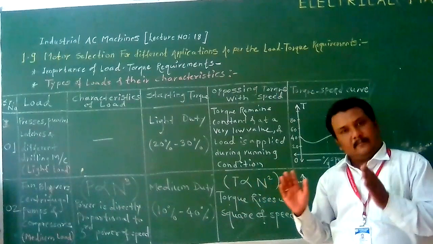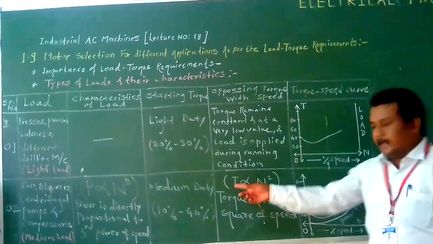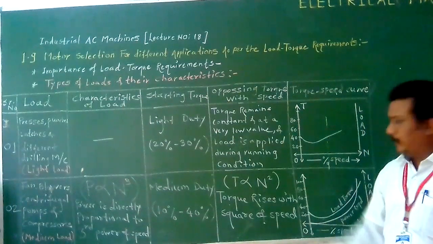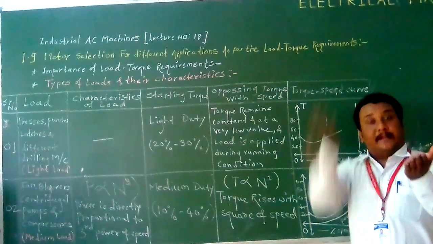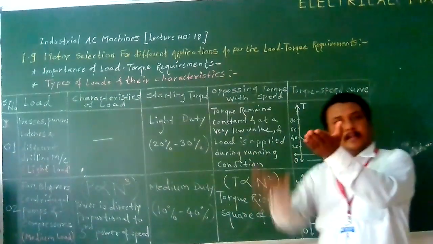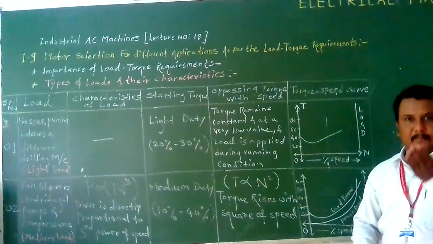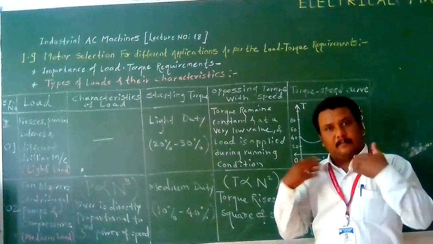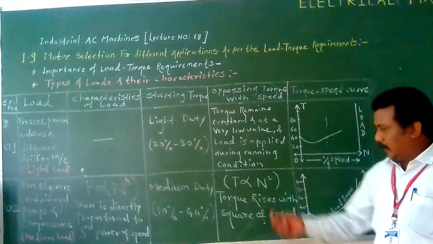But we know that the power is used to develop the torque. Now, in a medium load application, torque is directly proportional to speed squared, means T is directly proportional to n square. Means as the torque increases, speed also increases. In the general condition, load increases, torque increases, but speed decreases. In this case, medium load condition, load increases, torque increases, and speed also increases, because of high speed applications.